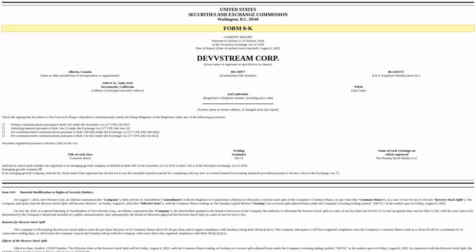Alright, so DevvStream Corp has filed what's called a Form 8-K. Now, don't let the fancy name scare you. This is essentially a report that companies file when something important happens that their investors need to know about right away. And in this case, the big news is a reverse stock split.